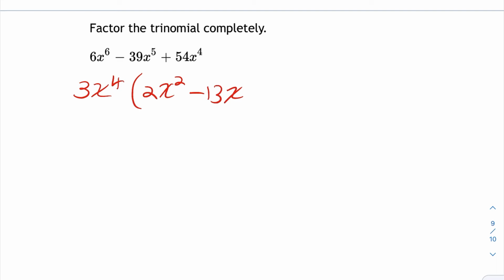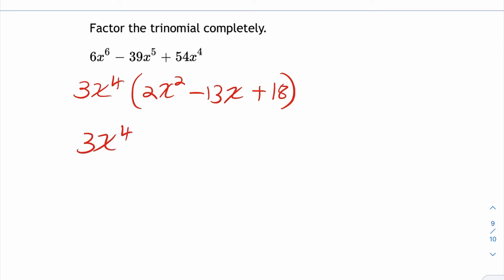And then 54x to the 4th divided by 3x to the 4th. Well, 54 divided by 3 is 18, and x to the 4th divided by x to the 4th cancels completely. So there I have a monomial factor of 3x to the 4th and a trinomial factor of 2x squared minus 13x plus 18. We don't have to factor the monomial factor anymore.